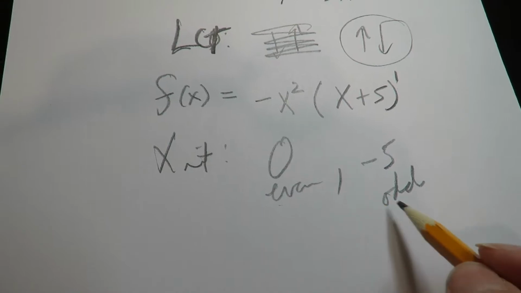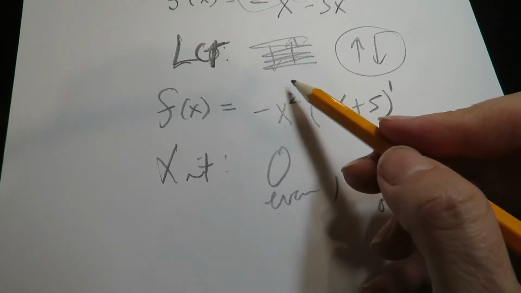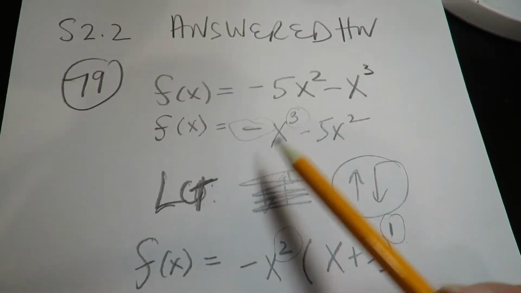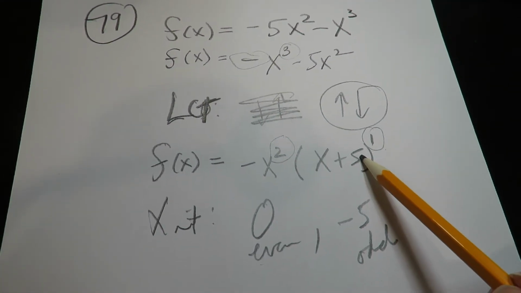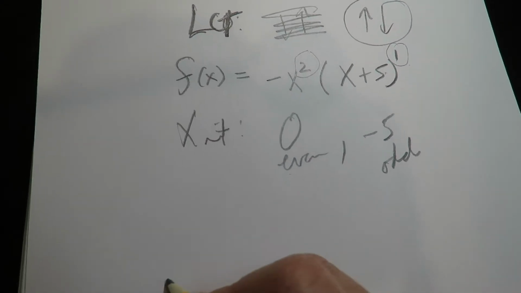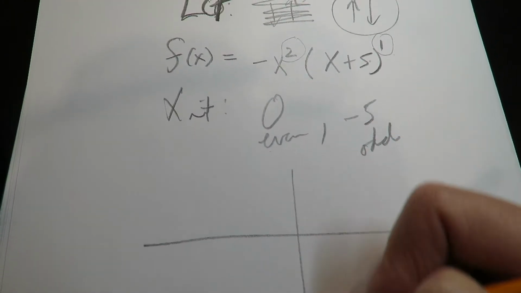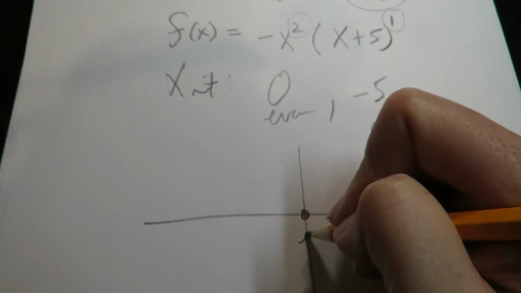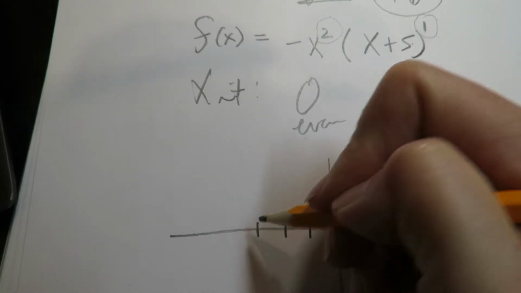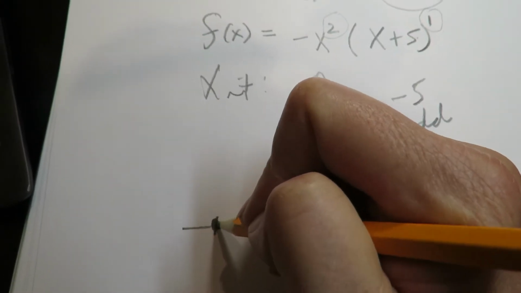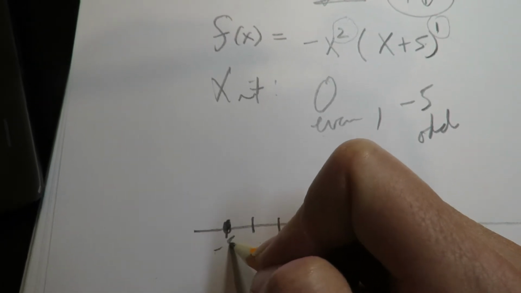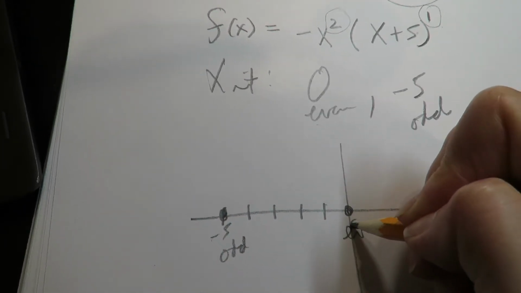So try to remember that even and odd x-intercepts, that is determined by the exponents. So how you determine the leading coefficient test is different than the even and odd, the x-intercepts. Okay, so this again is just a rough sketch technique. It's not until you go to calculus that you get a more exact graphing technique. -5 is odd, 0 is even.